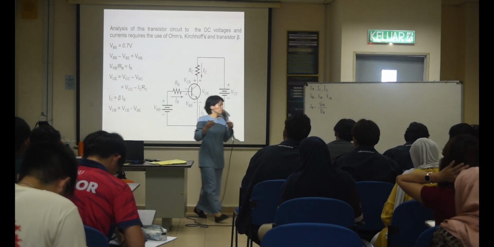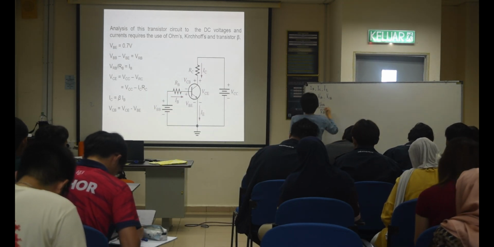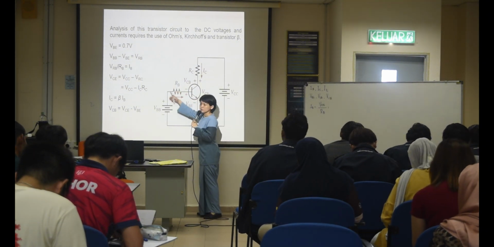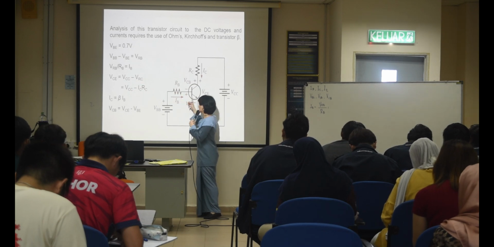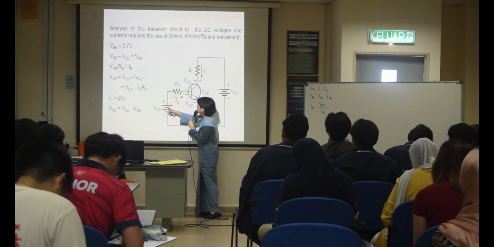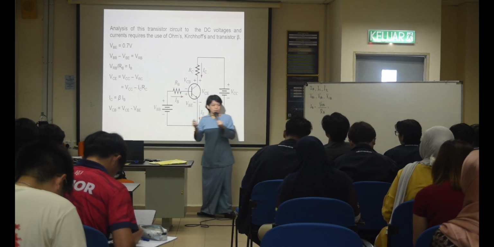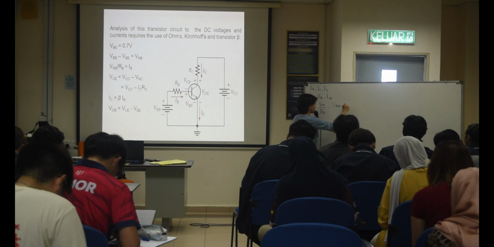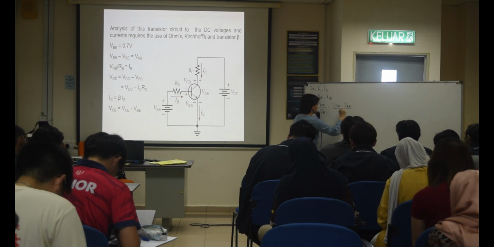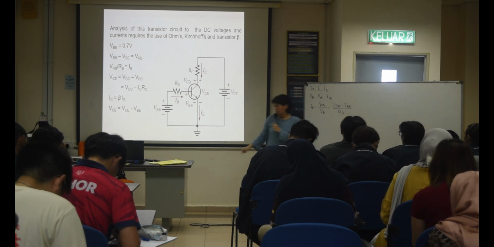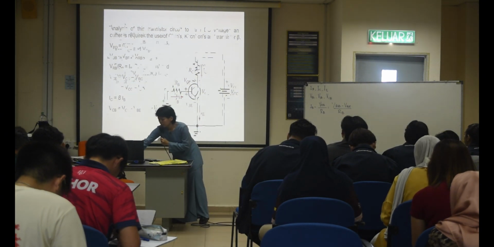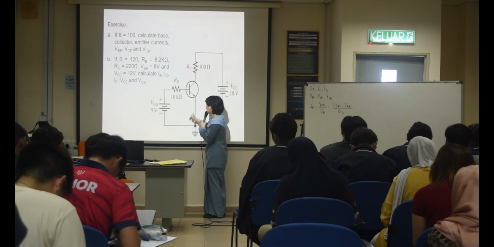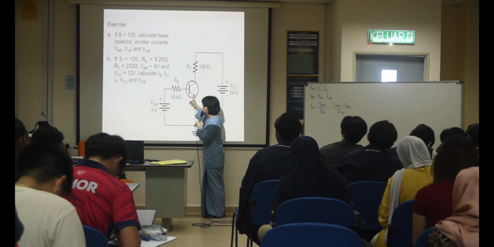Okay, so to get your VRV, it's the voltage across here. This one right? Okay, so this one minus VBE. So you take your VBB minus VBE divide by your RV. So it's this circle lah. You want to find this one. So this one minus this one.